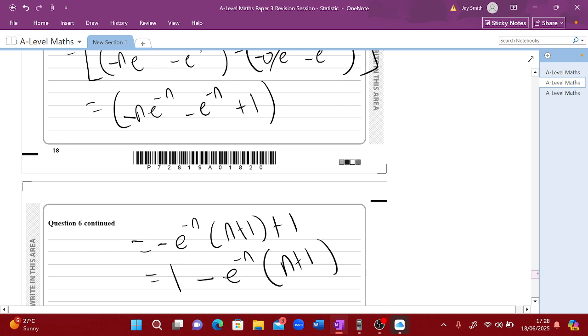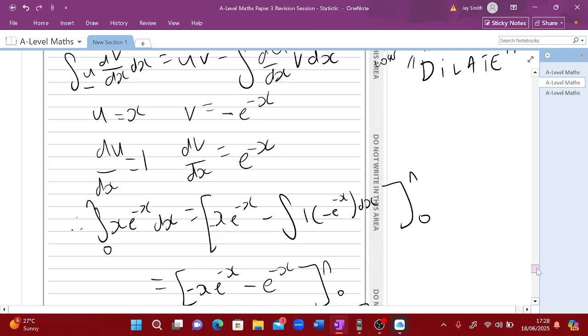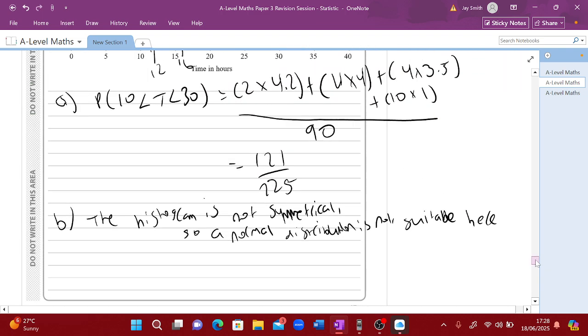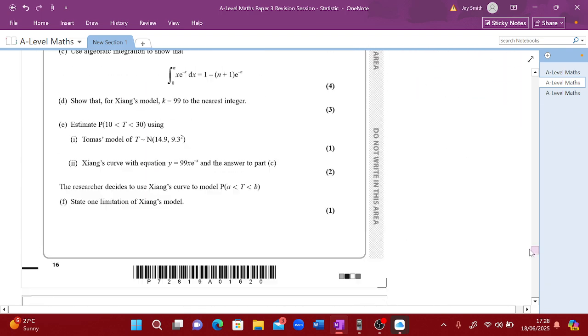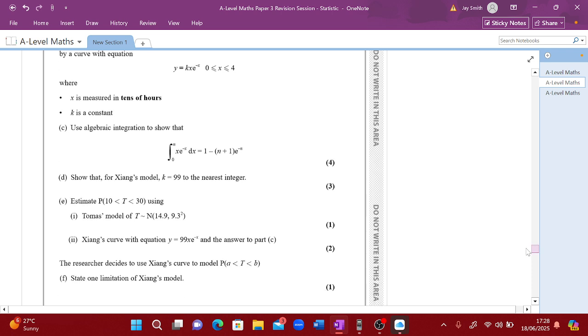Okay, bloody negatives. I made all the classic mistakes. I misread a number, I misread a negative sign. I rearranged the basic fraction. I made all the classic mistakes. Oh my god. There we go, showed it there. And then we show that for Chang's model, case 99.